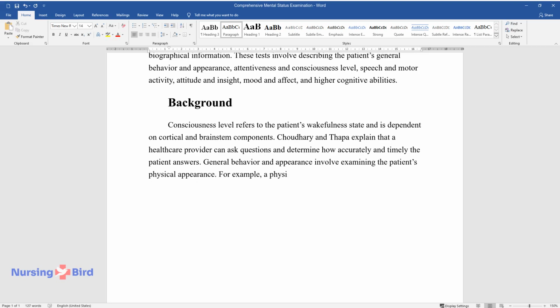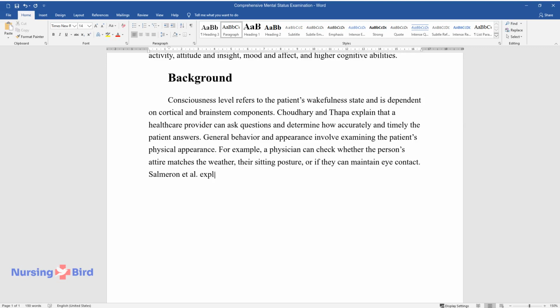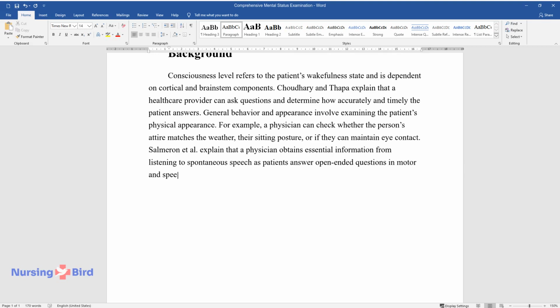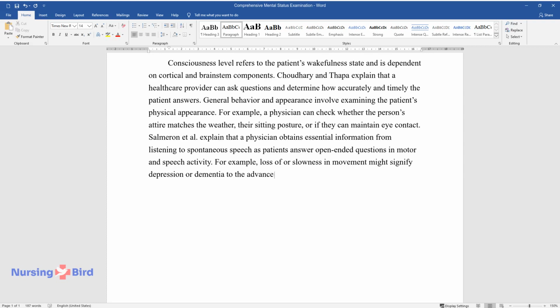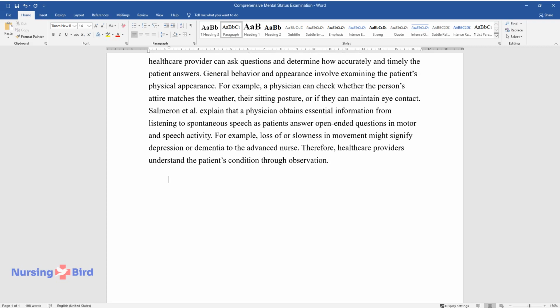For example, a physician can check whether the person's attire matches the weather, their sitting posture, or if they can maintain eye contact. Salmeron et al. explain that a physician obtains essential information from listening to spontaneous speech as patients answer open-ended questions and motor and speech activity. For example, loss of or slowness in movement might signify depression or dementia to the advanced nurse. Therefore, healthcare providers understand the patient's condition through observation.